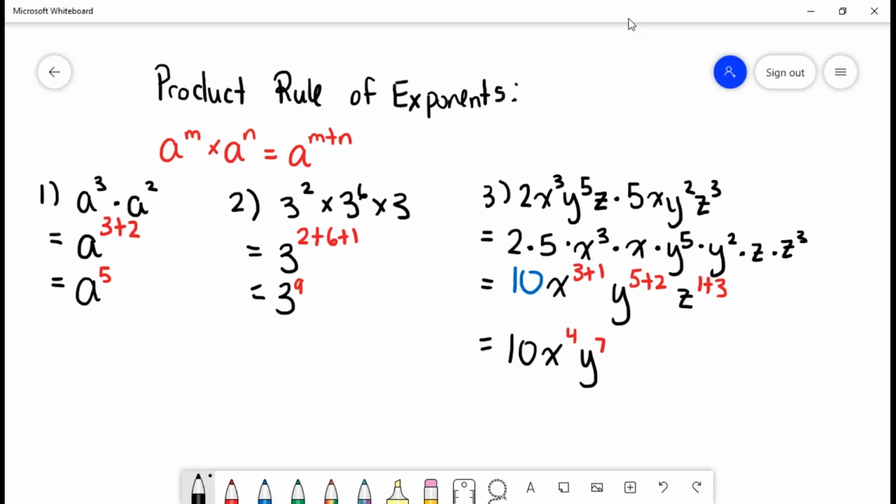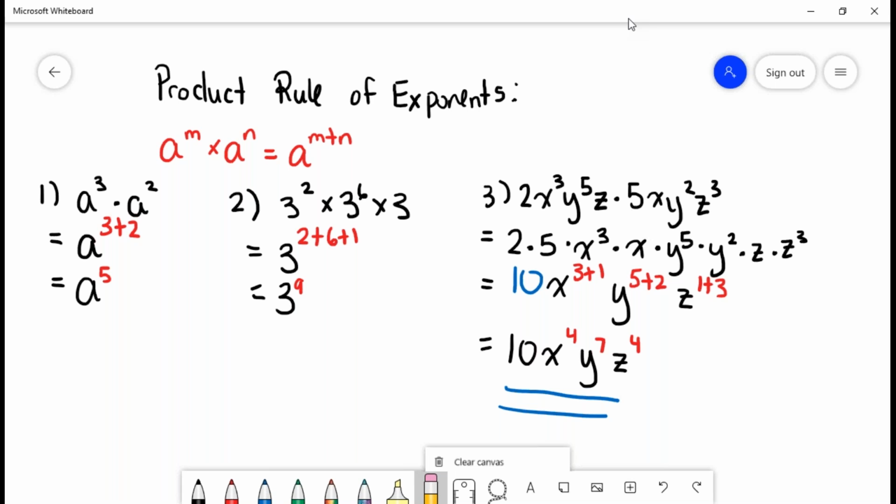And finally, we have base z, and that is raised to the power of 1 plus 3. 1 plus 3 is 4, so we're just going to write that as power of 4. And therefore, this is our final answer for this question. And as you can see, it is not as complex as it seems once you get accustomed to this law and you start applying it to these types of problems.